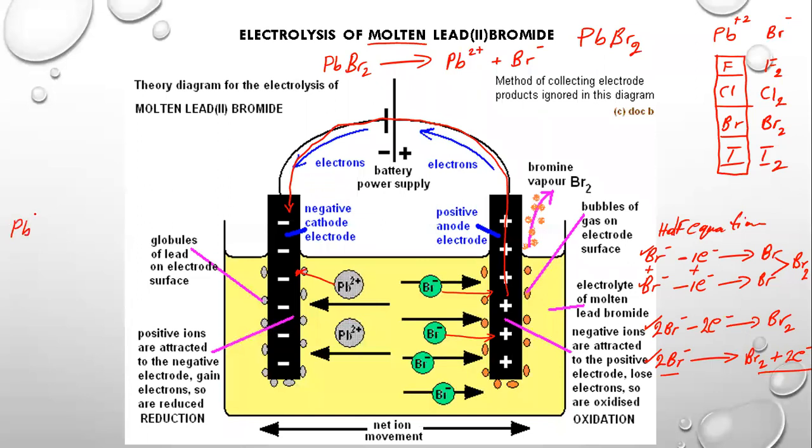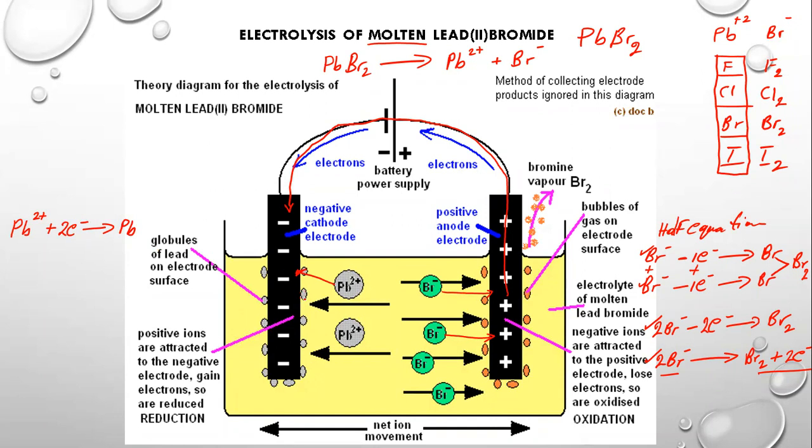Pb2+ plus 2 electrons goes to form Pb. That is the lead atom.